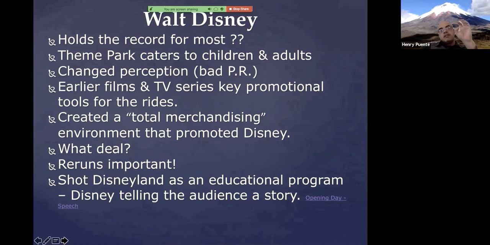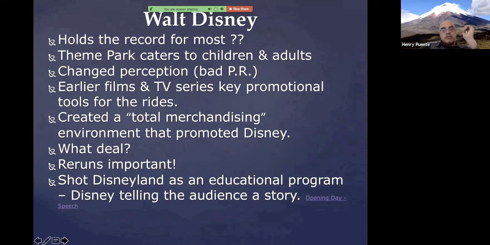So one of the things that Walt Disney noticed when he traveled the world was that there was nothing in the amusement park world that actually catered to both children or adults. It either catered to children or it catered to adults. It didn't cater to the entire family. And so he created a theme park, or Disneyland, that essentially caters to everybody, the entire family.